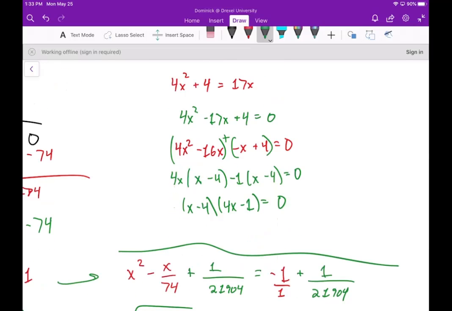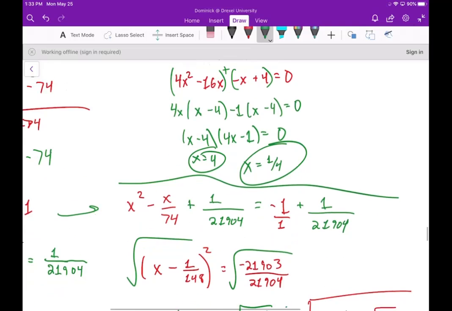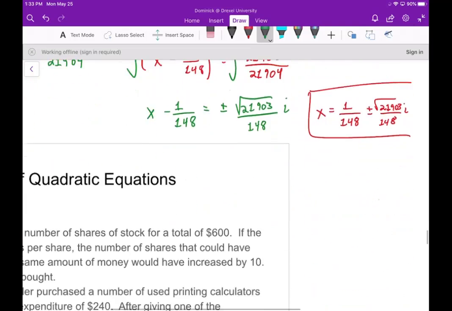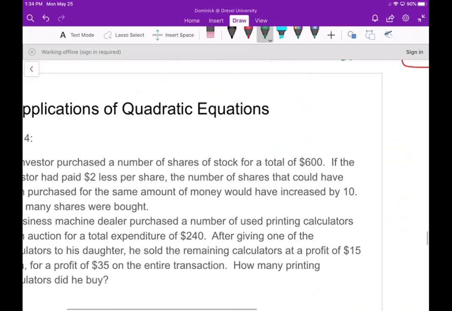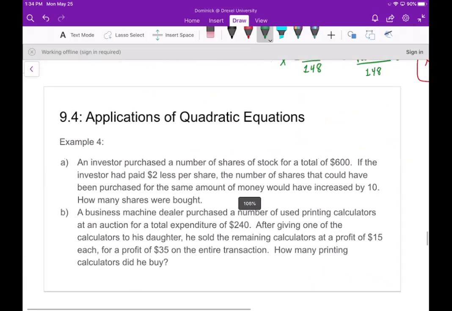So now I'm going to get that x is equal to 4, and x is equal to 1/4. And of course, this is what we expect because 4 and 1/4 are reciprocals, right? So if I choose my x to be 4 or 1/4, both of those would work. So of course, that was certainly much easier than 1/74. But if you wanted to do 1/74, that's how you would do it. Okay, so I believe this is the last example in this section.